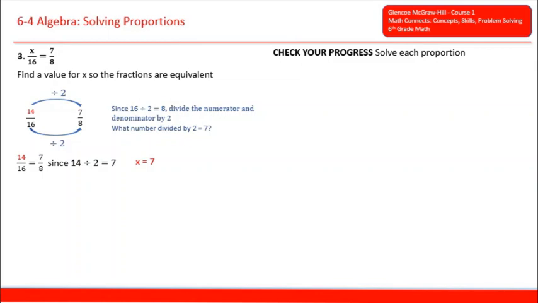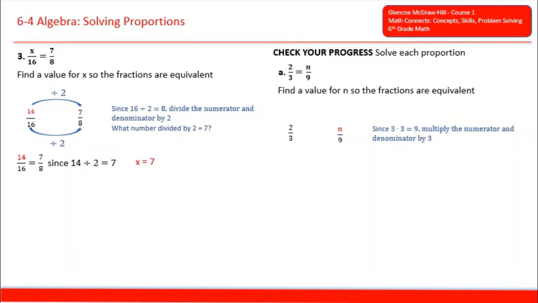Check your progress, solve each proportion. A. 2 over 3 equals n over 9. Find a value for n so the fractions are equivalent. Since 3 times 3 equals 9, multiply the numerator and denominator by 3. 3 times 3 equals 9. 2 times 3 equals 6. 2 over 3 equals 6 over 9, since 2 times 3 equals 6.